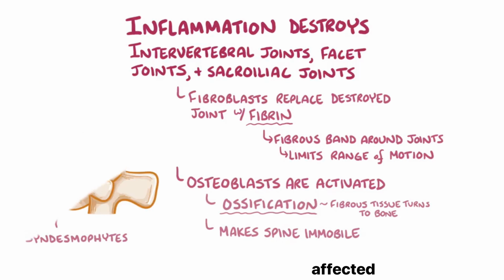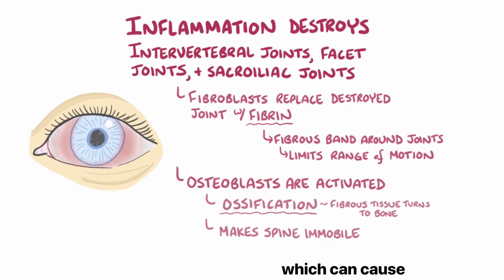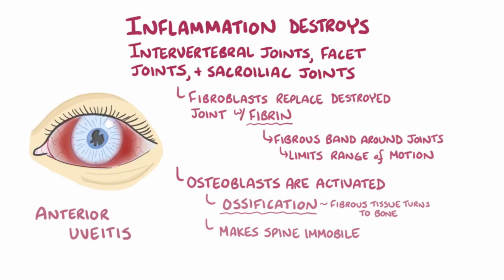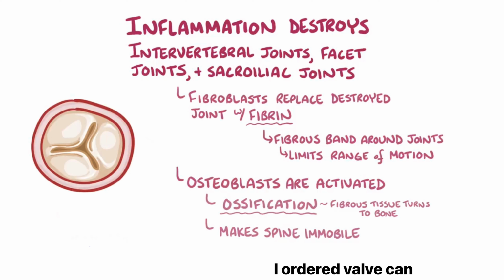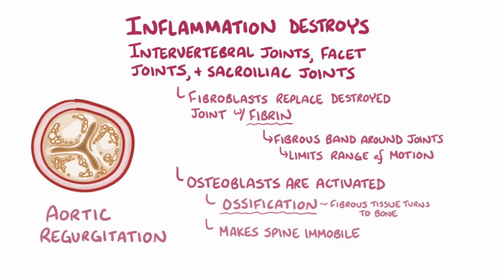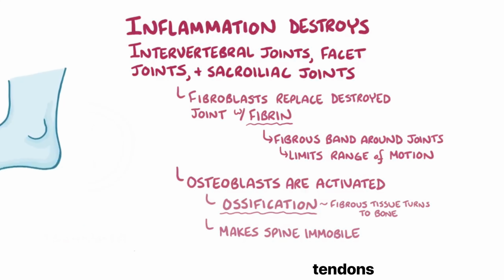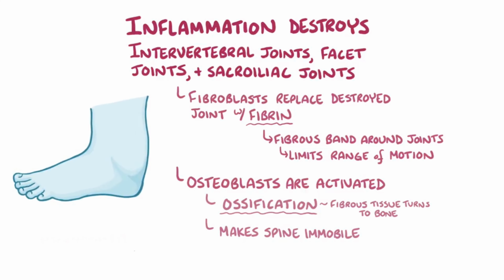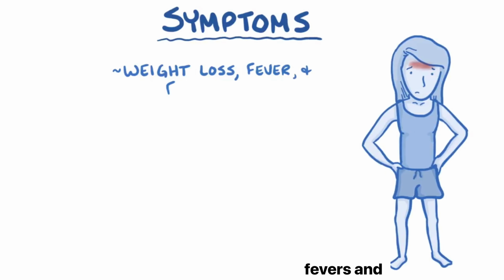Other parts of the body can be affected too, like the eye, which can cause anterior uveitis. The aortic valve can also sometimes get inflamed and damaged, leading to aortic regurgitation. There can also be inflammation of tendons, like the Achilles tendon, called enthesitis. Ankylosing spondylitis is a systemic inflammatory disease, so it can cause symptoms like weight loss, fevers, and fatigue.